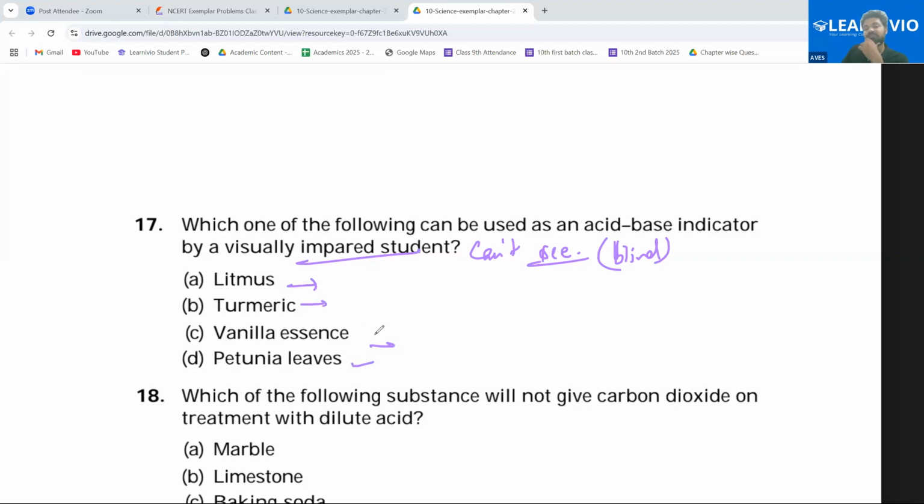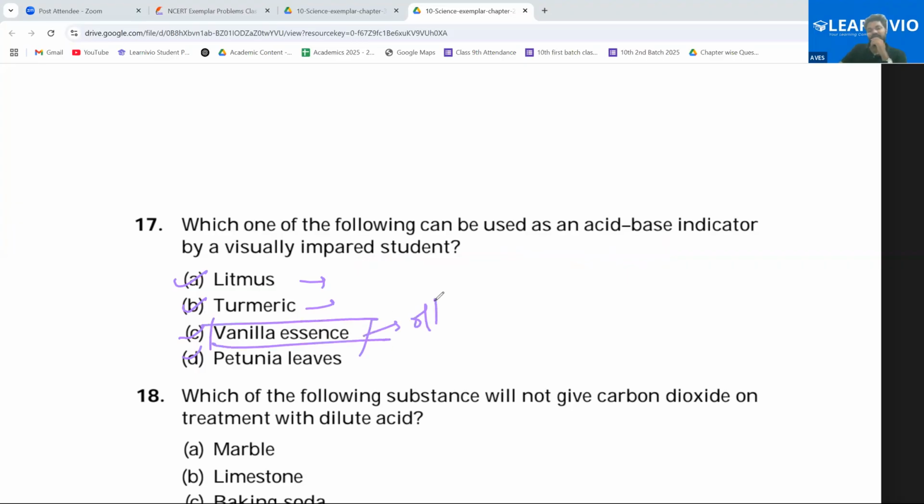Litmus is... So turmeric and litmus are identified by seeing, right? Petunia leaves. So vanilla essence is an olfactory indicator. Olfactory means it can indicate acid and base; it can change its smell when added to acidic or basic medium. Okay. Just a minute.